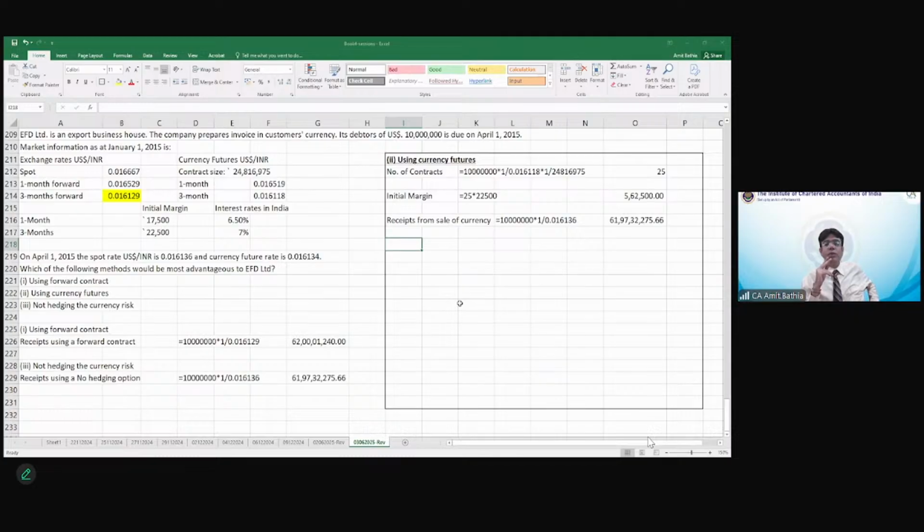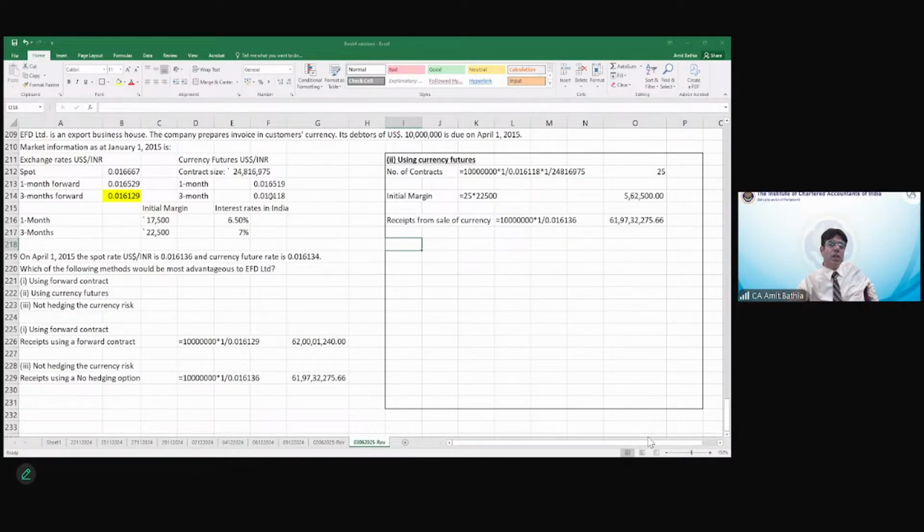Okay, so currency future, by the way, what is the future rate available to you? Can you check over here? Can you see over here? What is the currency future rate available? Yeah, 0.016134. And is the spot rate higher than that or lesser than that?